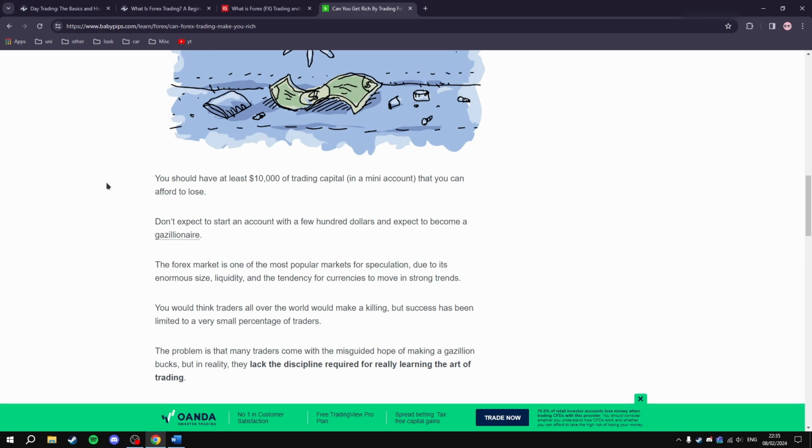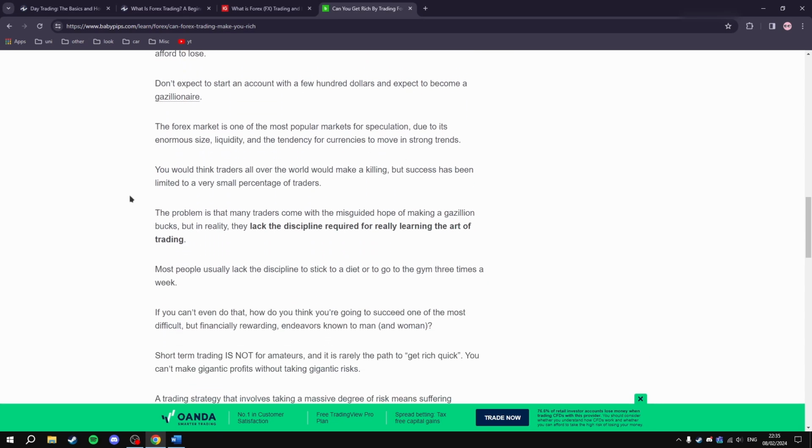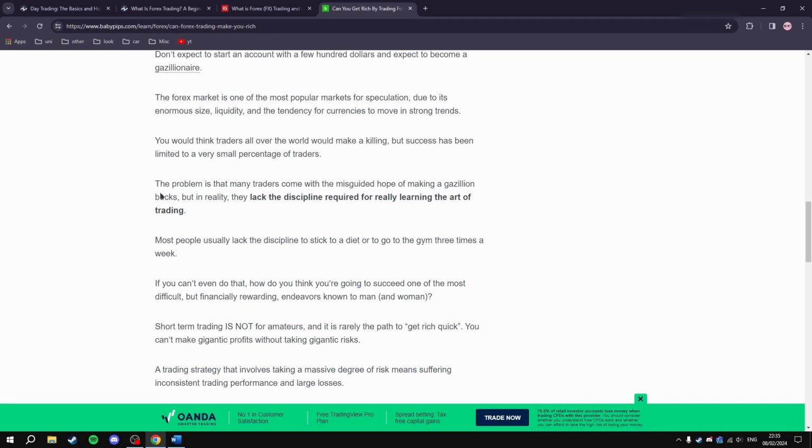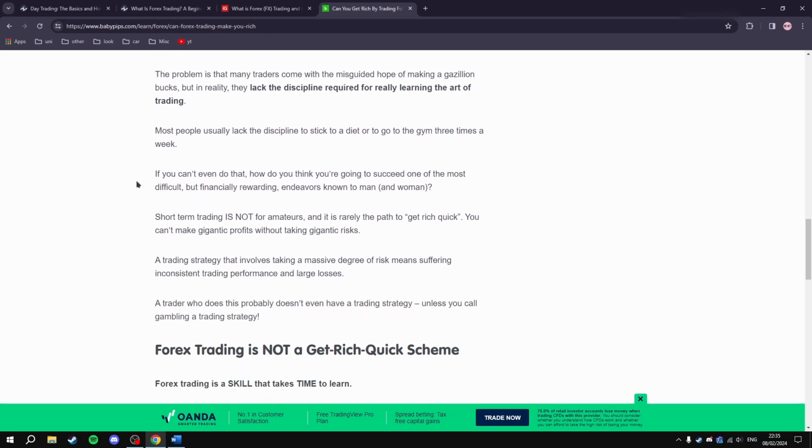The Forex market is one of the most popular markets for speculation due to its enormous size, liquidity, and the tendency for more currencies to move in strong trends. You would think traders all over the world would make a killing, but success has been limited to a very small percentage of traders. The problem is that many traders come with the misguided hope of making gazillion bucks, but in reality they lack the discipline required for really learning the art of trading.